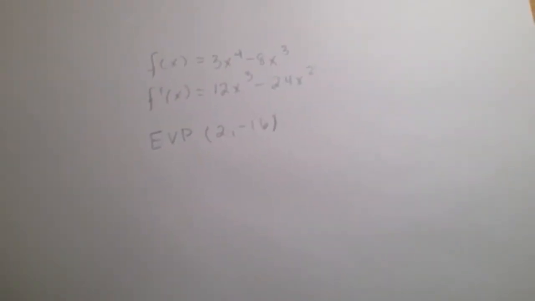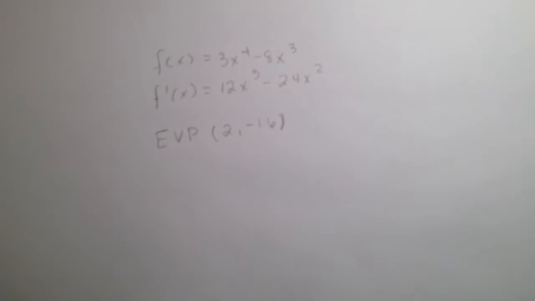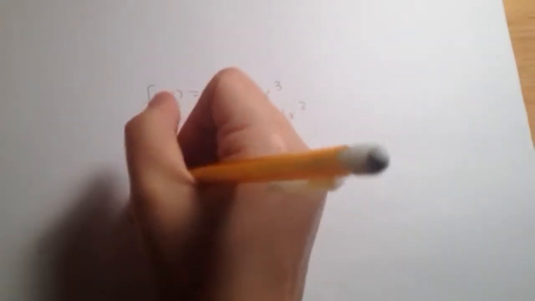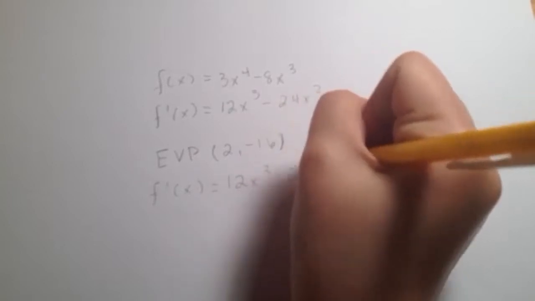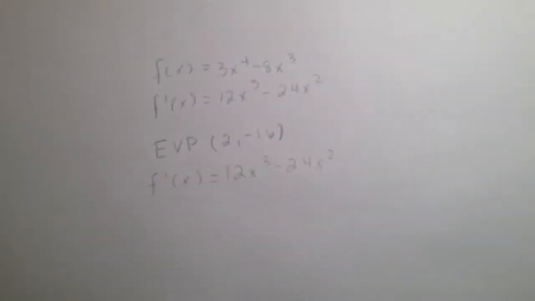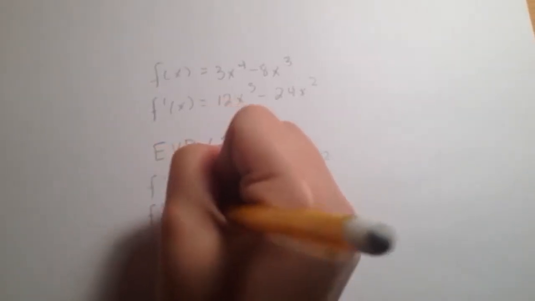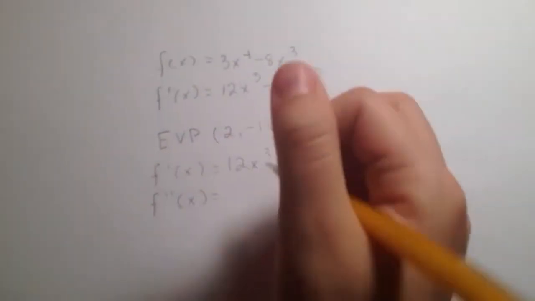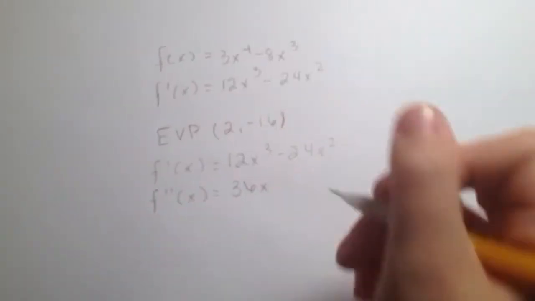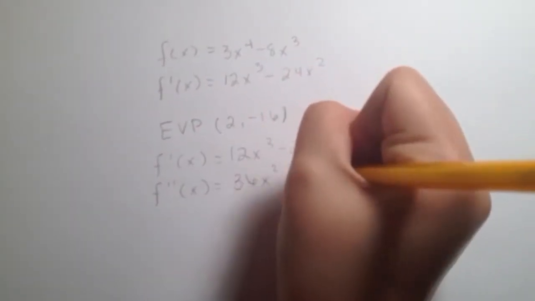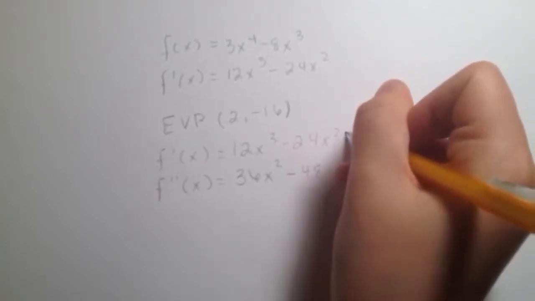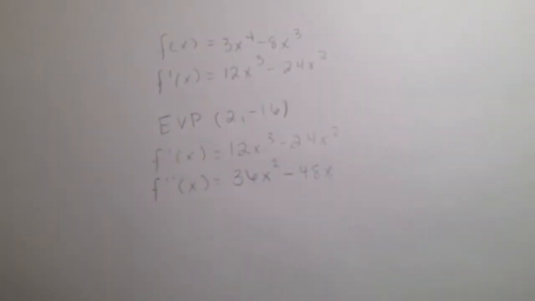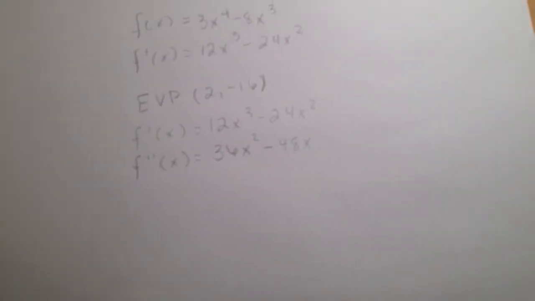So now we have to find the point of inflection. To find the point of inflection, you have to take the second derivative. So the first derivative is 12x cubed minus 24x squared. Now, using the product rule, we will take the second derivative. So 3 times 12 is 36. Subtract 1 from the cubed to get squared. 2 times 24 is 48. Subtract 1 from the 2. Our second derivative is 36x squared minus 48.